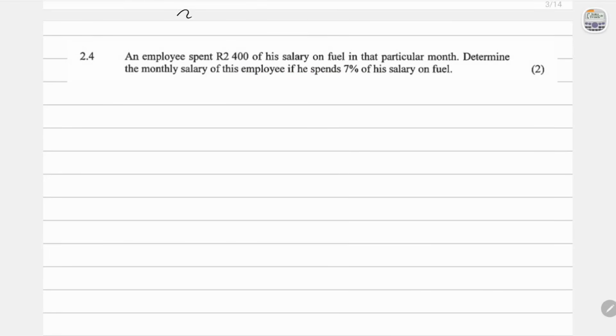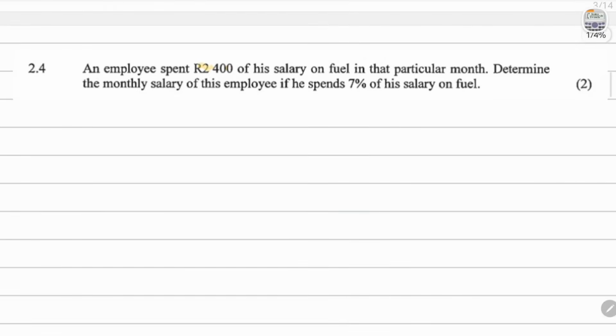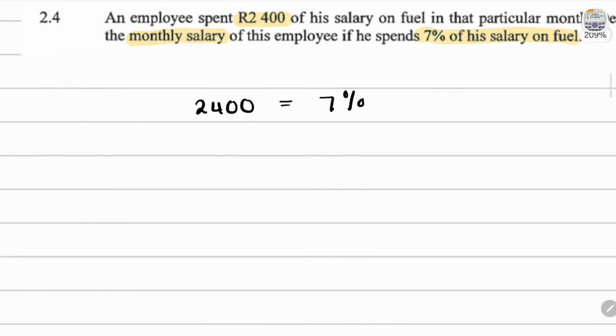Question 2.4 says, an employee spends 2,400 Rand of his salary on fuel in that particular month. Determine the monthly salary, what is the total salary, of this employee if he spends 7% of his salary on fuel. So this is the money he spent on fuel. This is the percentage. So they're telling us that 2,400 Rand represents 7% of his salary.